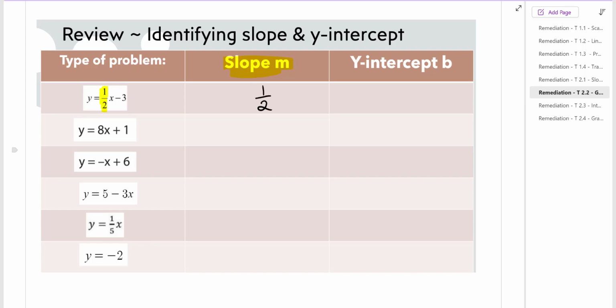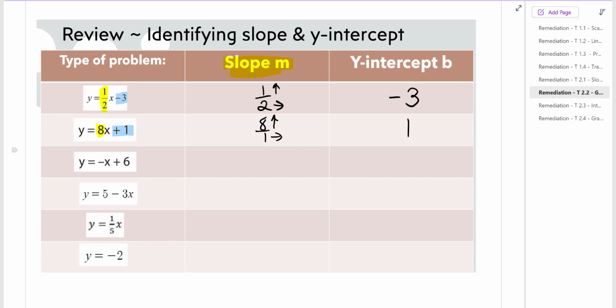And then we're going to do the arrows. So be up 1, right 2. Y-intercept, we'll do blue, is -3. The next one, slope is 8, and the y-intercept is 1. Now remember for slope 8, you can put 8 over 1, up 8, right 1, because that's going to help you graph it.